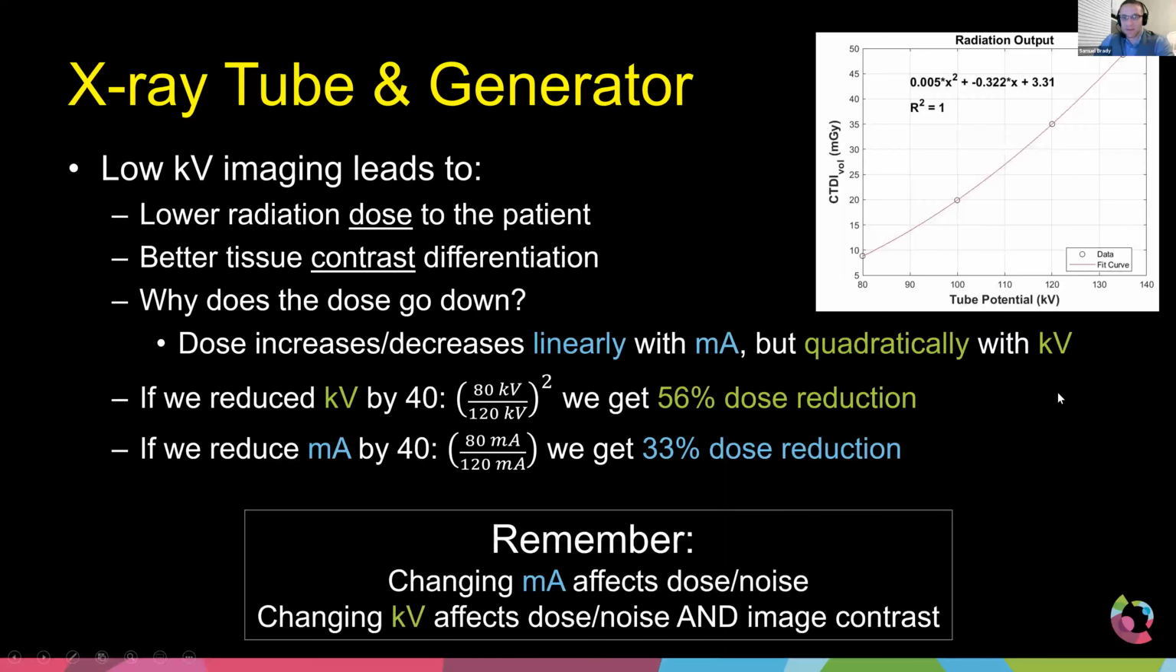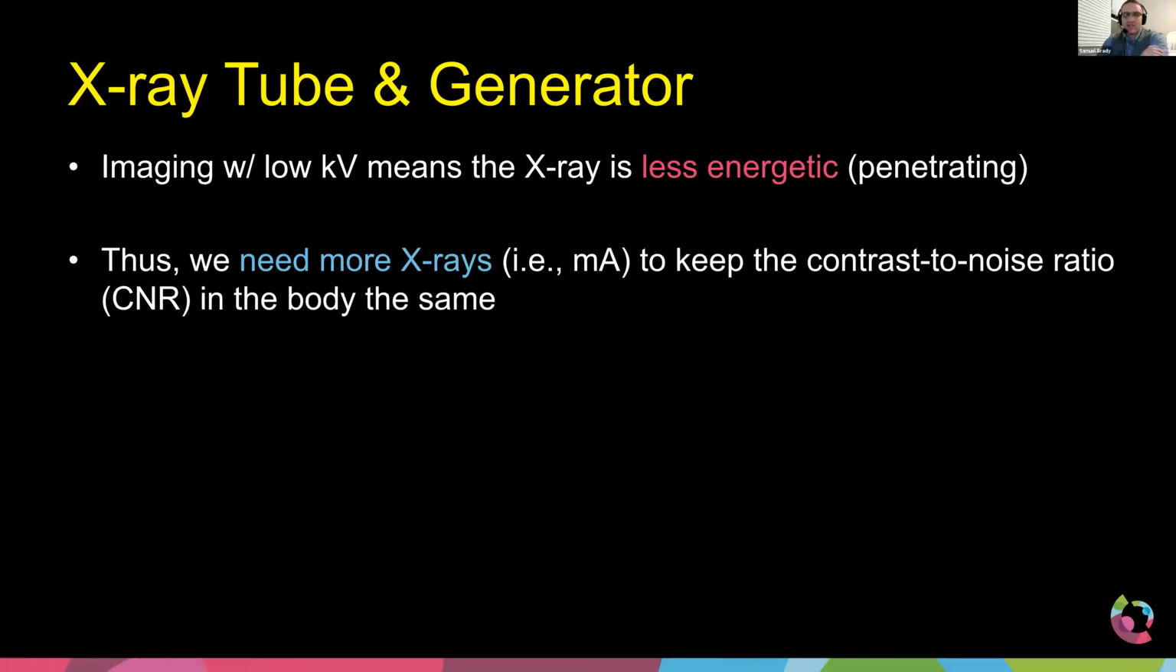Now, this is a benefit. We're going to talk about this in a minute. The fact that dose changes faster with KV than it does with MA is a benefit to us. The converse happens if you're going higher, 100, 120 to 135 or 140: the higher up you go, the faster the dose will increase. This is just a physics principle you need to remember. When we change MA, it affects dose and image noise. But when we change KV, it affects dose, image noise, and image contrast. Changing the MA dial doesn't really adjust the contrast we see in the image.